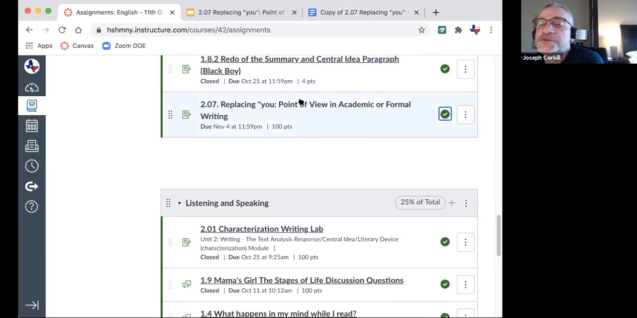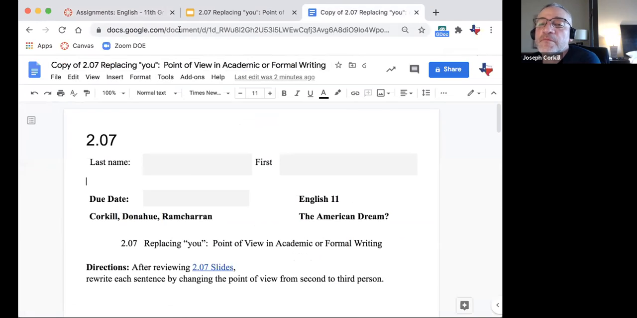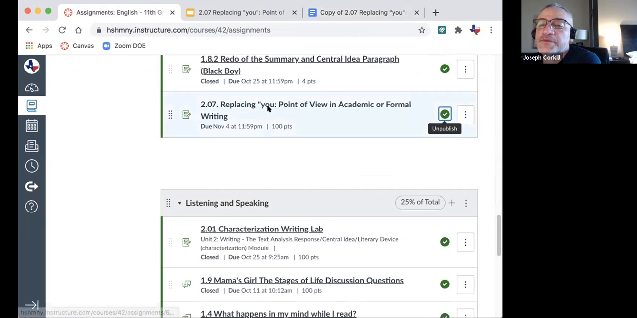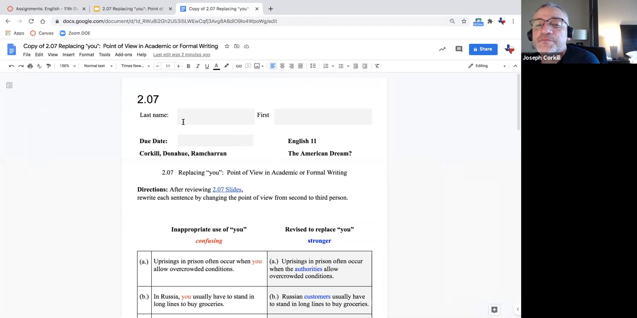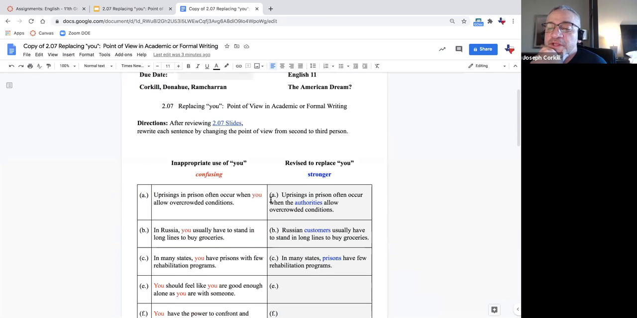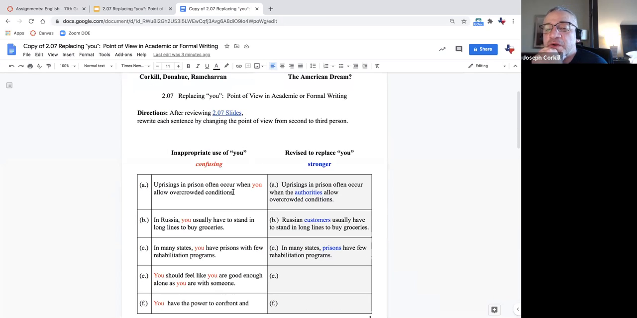Okay, so 2.07 is going to be our assignment. You can get to it through the assignments page, or you can get to it through the agenda. All right, 2.07: Replacing "you," point of view in academic formal writing. After reviewing the 2.07 slides, rewrite each sentence by changing the point of view from second to third person. The three examples that I had on the slides are here.